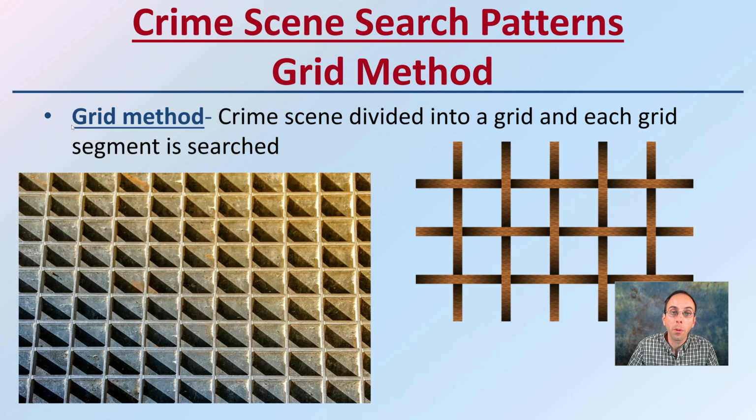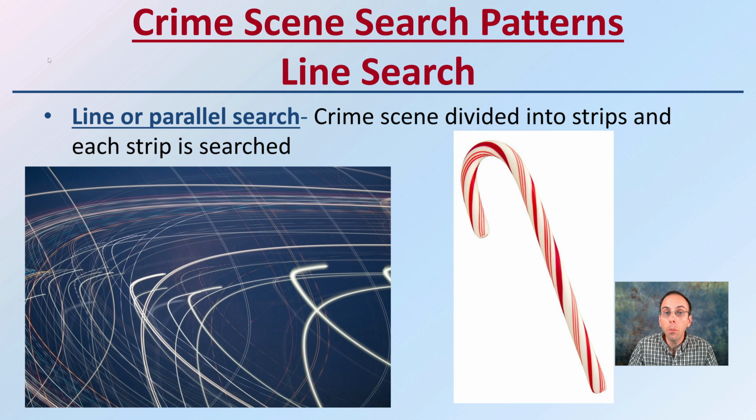Moving on from a spiral search, we also have a grid method. In the grid method, the scene is divided into a grid, and each grid square is searched, just as the name implies. You have this very boxy look, and you're focusing on the different boxes within that overall grid. Then we get to a line search, where the crime scene is divided into strips, and each strip is searched. Again, this could be based on limiting factors, but it's another search pattern that can be used, called a line or parallel search.